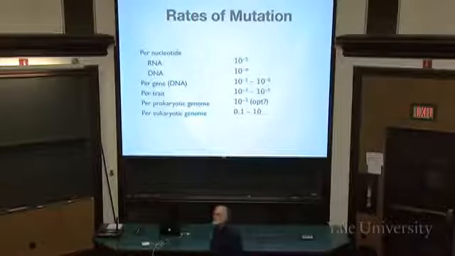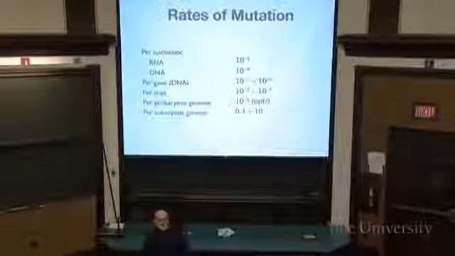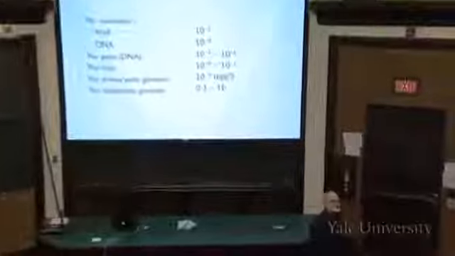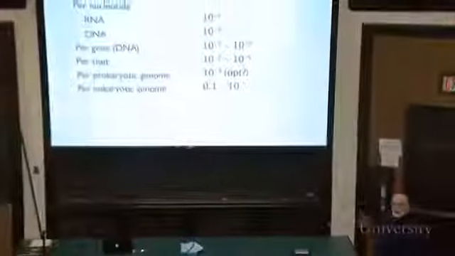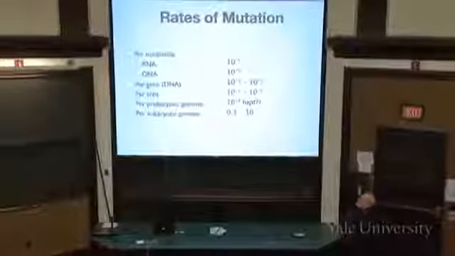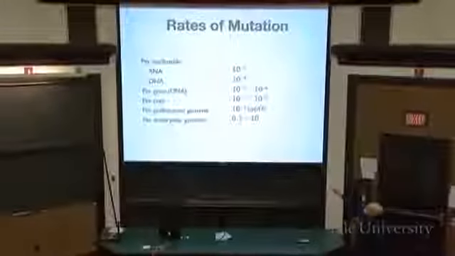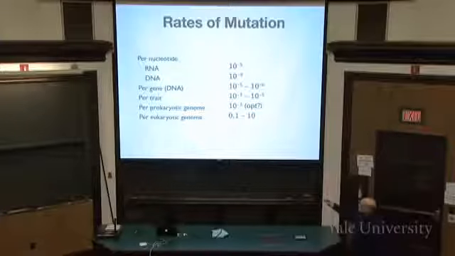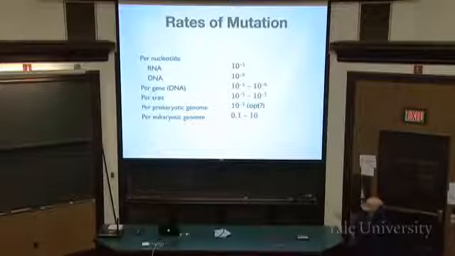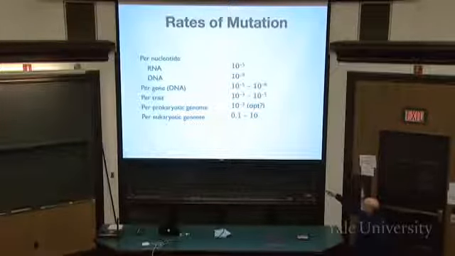It's possible to recover DNA from fossil bones. Svante Pääbo is in the middle of a project to sequence the Neanderthal genome. He's already got significant chunks of Neanderthal sequenced. So DNA is just a remarkably stable molecule. The per gene rate of mutation in DNA is about 1 in a million. So this is like per meiosis. The per trait mutation rate is about 10 to the minus third to 10 to the minus fifth. The rate per prokaryotic genome is about 10 to the minus third, and per eukaryotic genome, it's between 0.1 and 10.